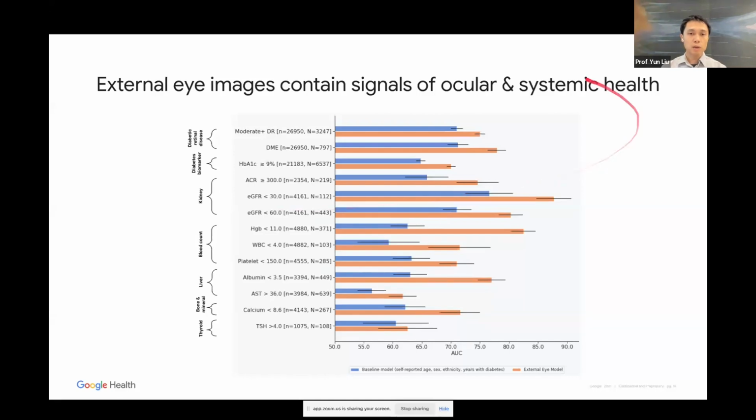One thing I'll mention here, all of these results are external validation, meaning it was tested on a dataset completely distinct from the data that the model was trained on.